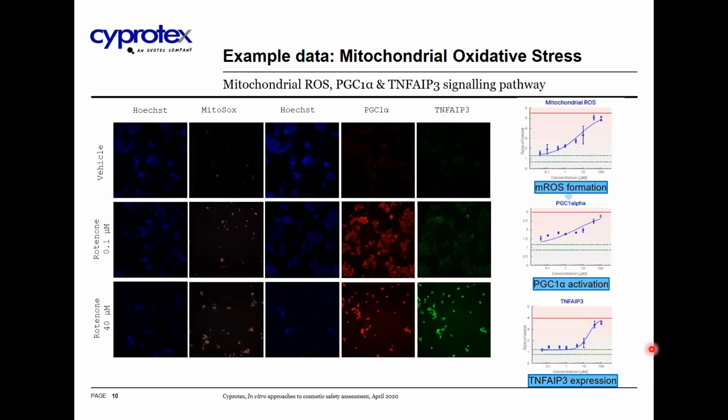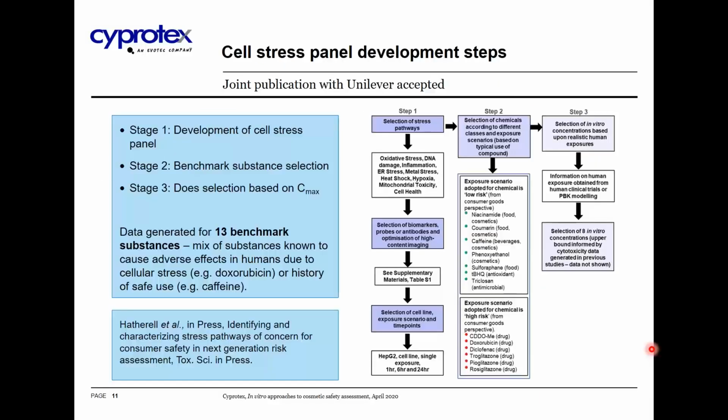So as part of this approach with Unilever, once we'd established the cell stress panel, obviously we miniaturized that approach as much as we could to get the best assay design and as many biomarkers within a single plate type as we could, multiplexing up to 7 different endpoints. We selected an initial cell type to investigate, and looked at 3 different time points. We then selected 13 benchmark substances with known safety effects, and we've categorized those as either low risk or high risk.